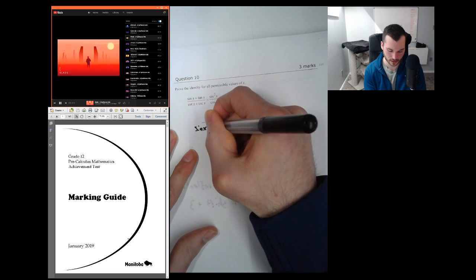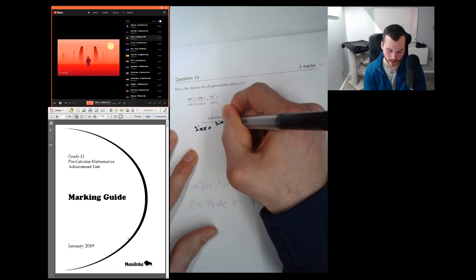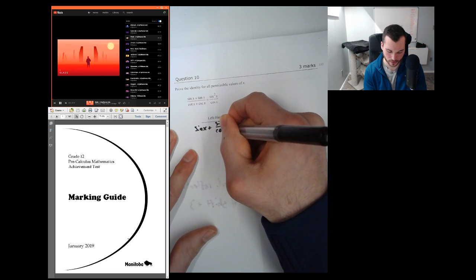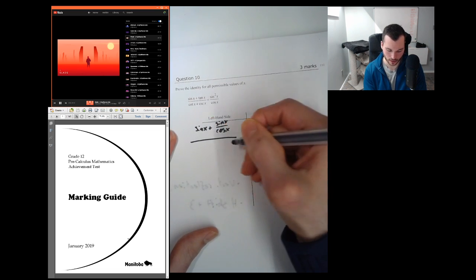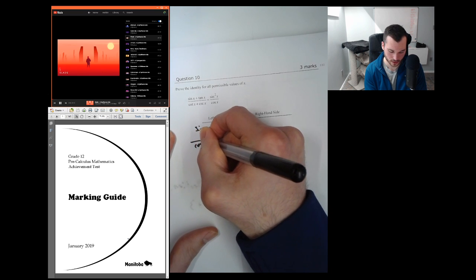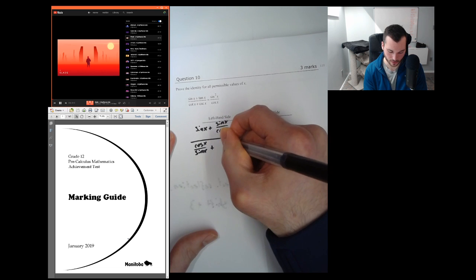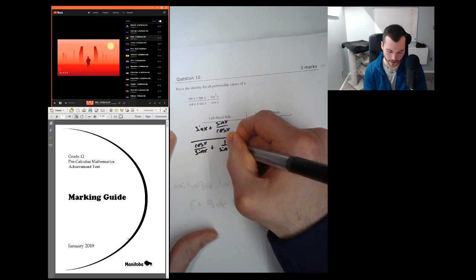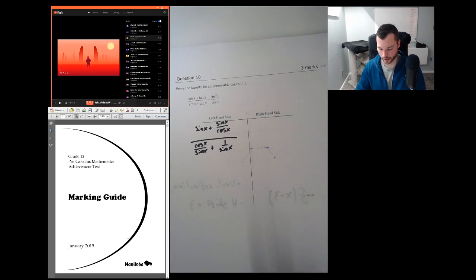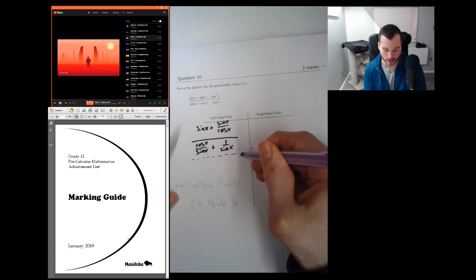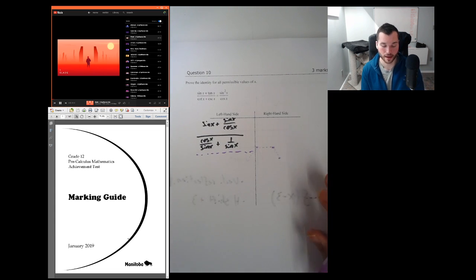So sin x plus sin x over cos x, all over cos x over sin x plus 1 over sin x. 1 mark in the bag, right on. You don't have to do this on the exam. But if you do that on the exam, it's an MVP move, because it makes our lives so much easier to mark.